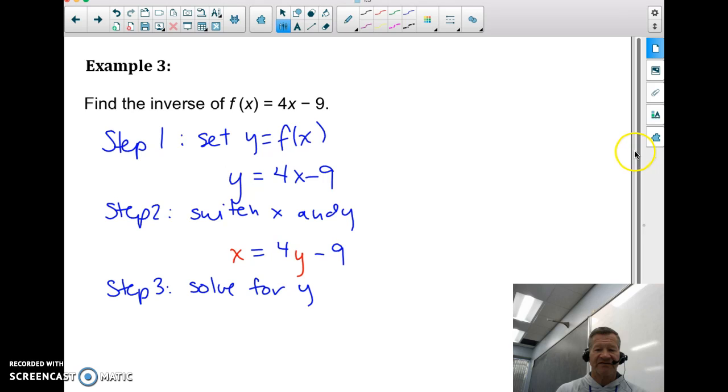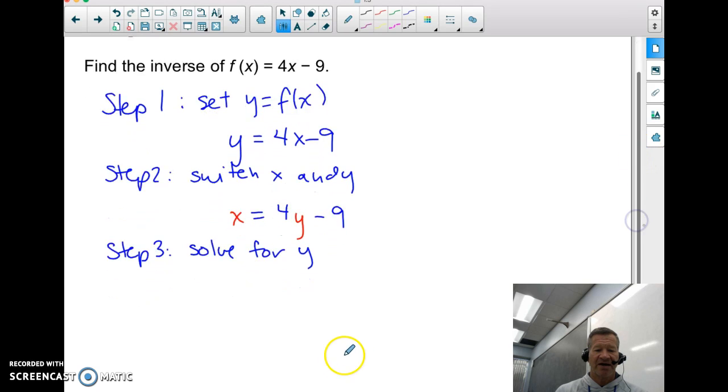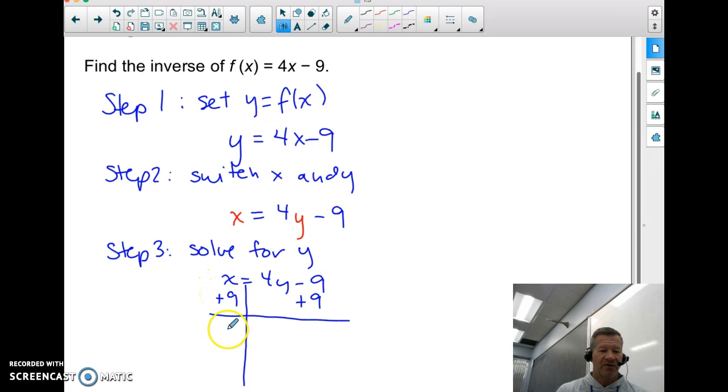So how do I solve this for y? Well, that means get y by itself. So to get y by itself, right now I have x equals 4y minus 9, so y most certainly is not by itself right now. I need to get rid of this 9, so we're going to add the 9 to both sides of the equation, leaving me with x plus 9 on this side. Don't say 9x. 9x means 9 times x. I want x plus 9. The 9's cancel, so I've got 4y on the right side.